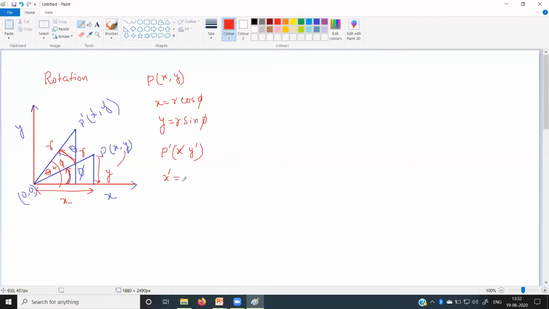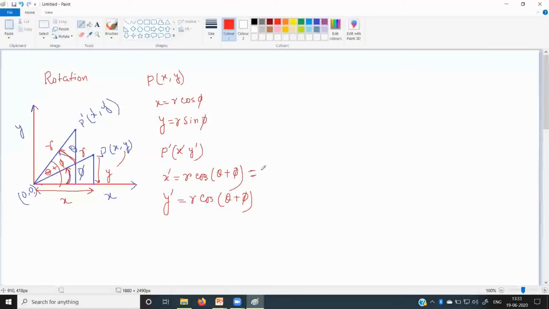Here you can see that this length is Y dash and this length is X dash. So we can write X dash equals R cos(theta plus phi), and Y dash equals R sin(theta plus phi). Now if you expand R cos(theta plus phi), what is the formula? It is R cos theta cos phi minus R sin theta sin phi.